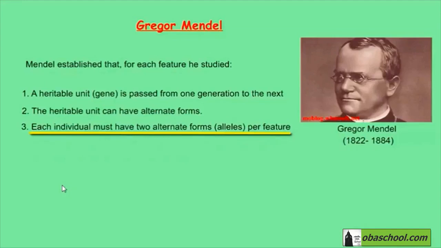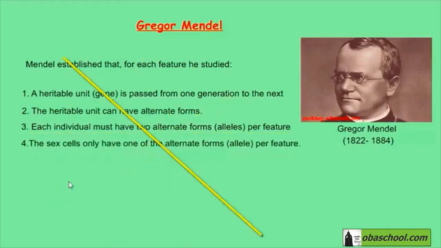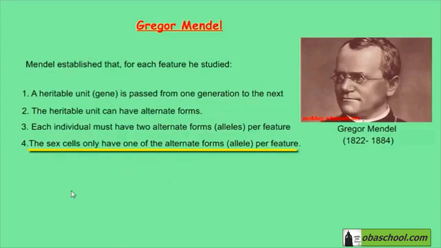Also, he discovered that the sex cells only have one of the alternate forms, the allele per feature. So the sex cells only have one allele per feature and not two, like the other somatic cells.